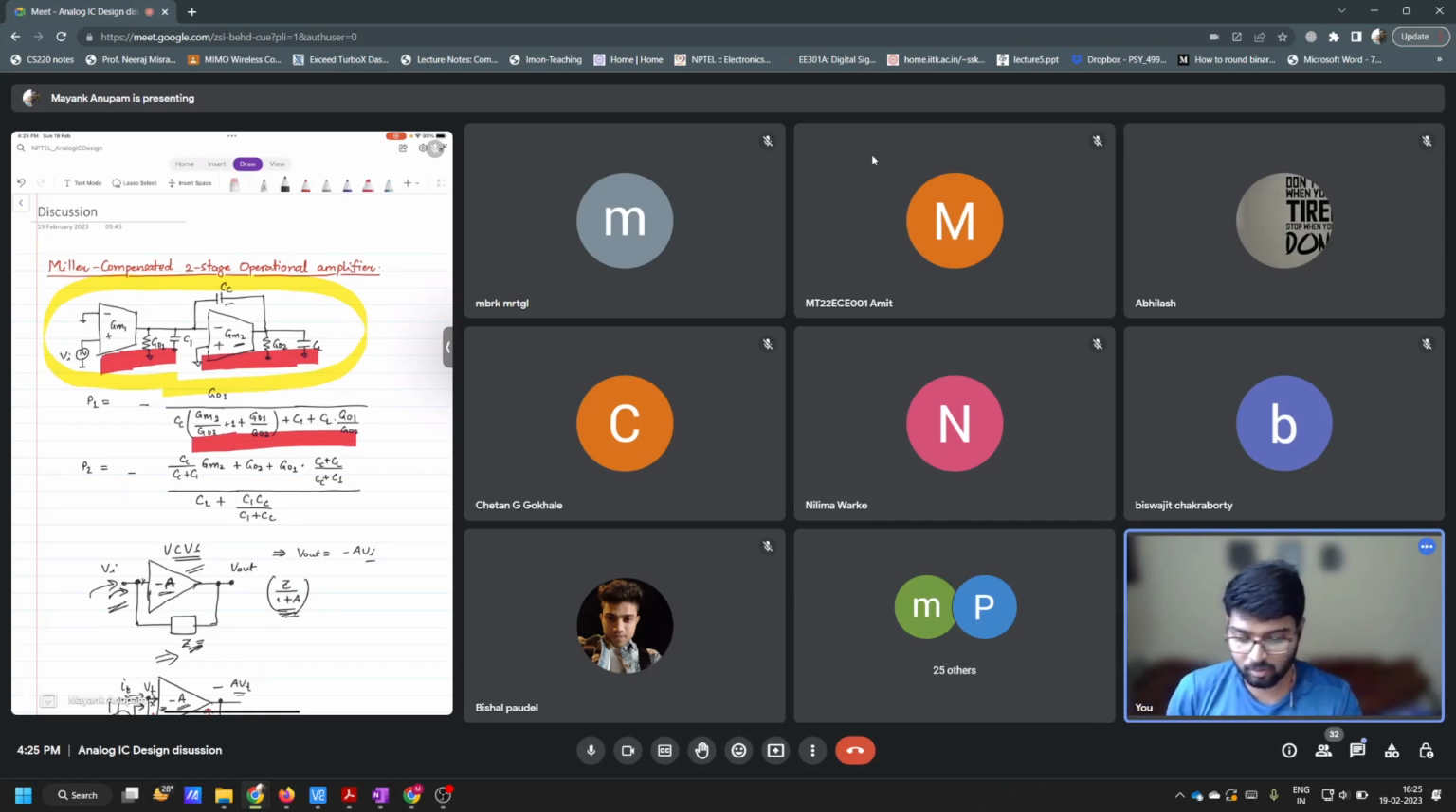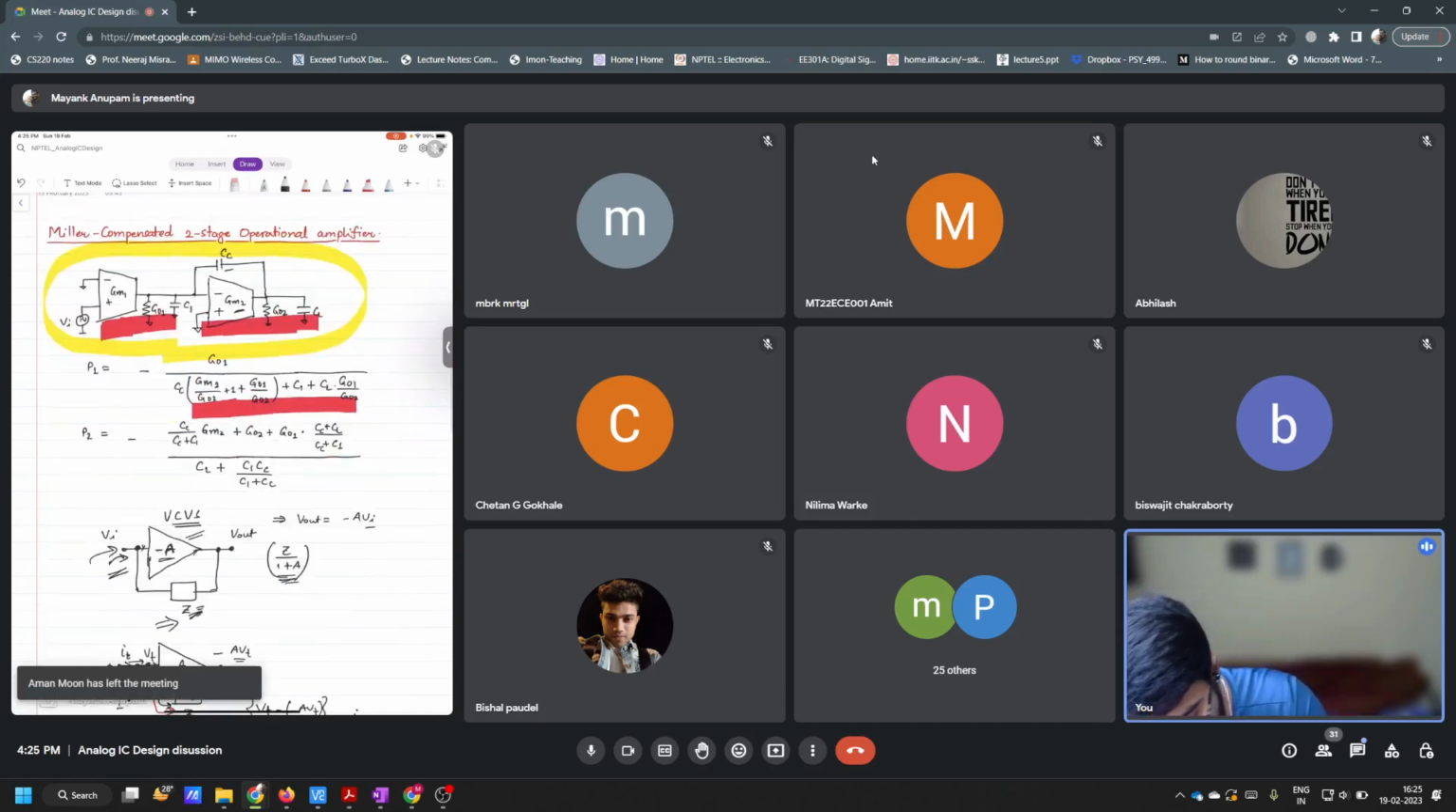Fine. So this is the condition that you have. Around GM2, this is connected in negative feedback, isn't it? This capacitor CC, and so that is why the looking-in impedance of CC will be decreased by 1 plus the gain of this block, right? What is the gain of this block? GM2 divided by GO2, right?